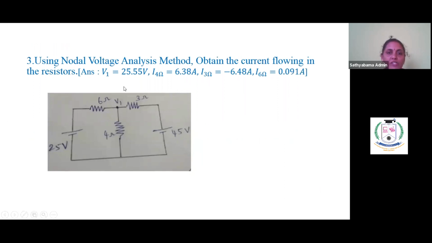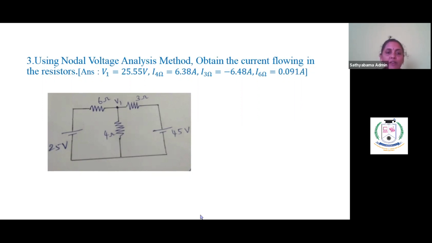You will write the equation. Now see, they had asked the current flowing in all the resistors. So you have to find out the current flowing in 6 ohm, 4 ohm and 3 ohms, right? So first find out the V1 value. Previously we solved the first sum, right? The same pattern is this.